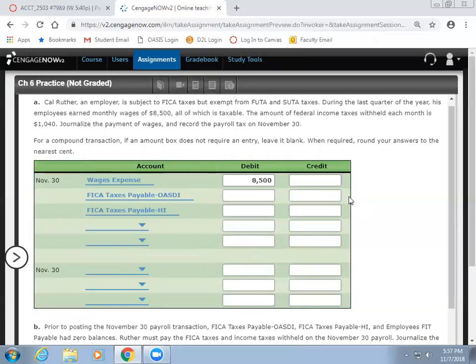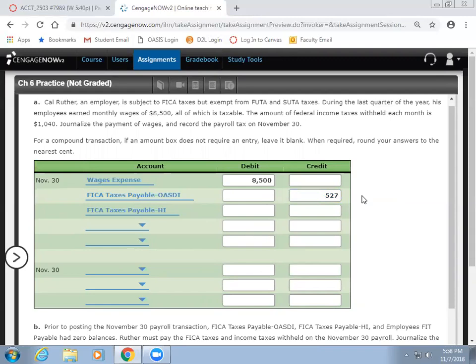Well, they told us all of the wages were taxable, so I'm just going off of my typical, how much is the typical OASDI? 6.2%. Very good. So I'm just going to take 8,500 times 6.2%. So how much would be the withholding for FICA Social Security? Very good. $527.